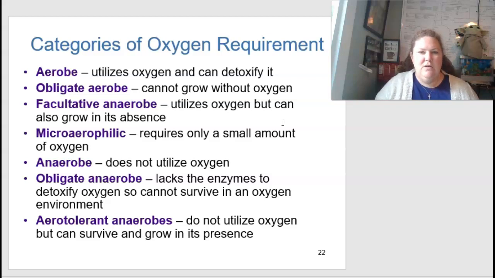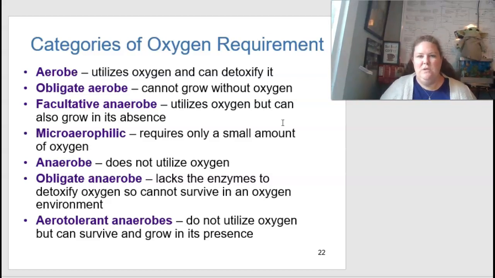We have aerobes, which means that it can utilize oxygen and detoxify it. We have an obligate aerobe, which means it's obligated to grow with oxygen, so it cannot grow without oxygen. Obligate means I need to, obligated to. Aerobe is part of aerobic metabolism, the word with oxygen. Facultative anaerobe means that it utilizes oxygen, but it can also grow in its absence.